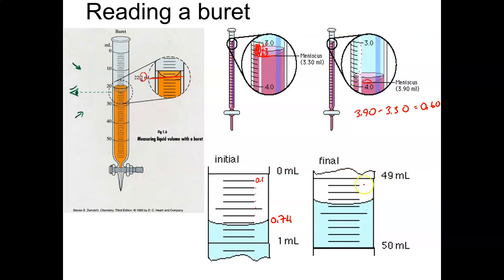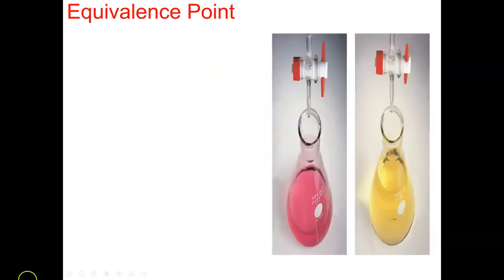For this one, we have 49.123. And it's before the 0.4 line, right? So maybe 49.35. So what's the volume I actually added? 49.35 minus 0.74. That's the actual volume that you add, and that's the one you're interested in. So just be aware of that.